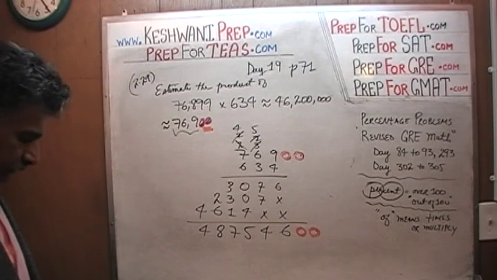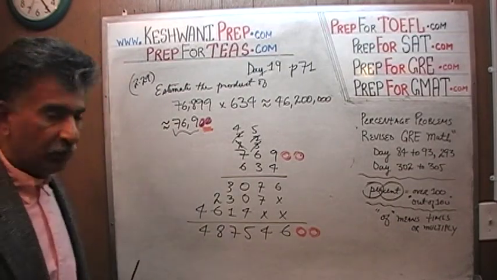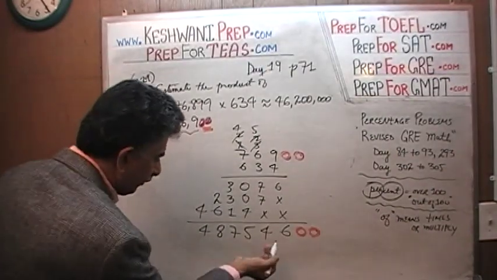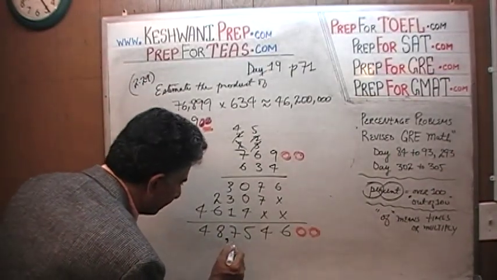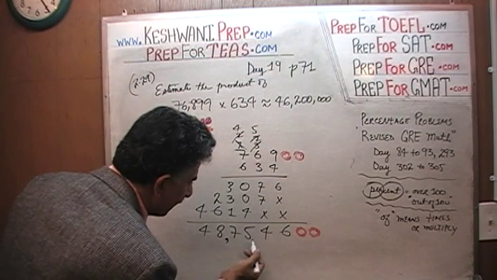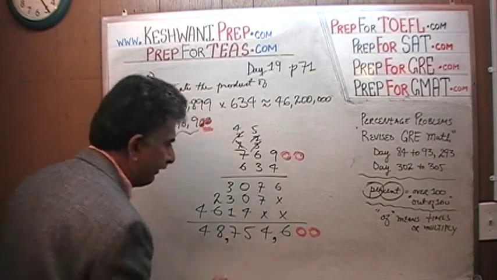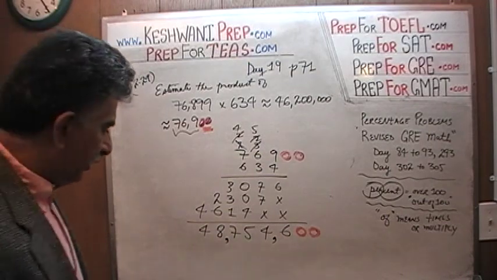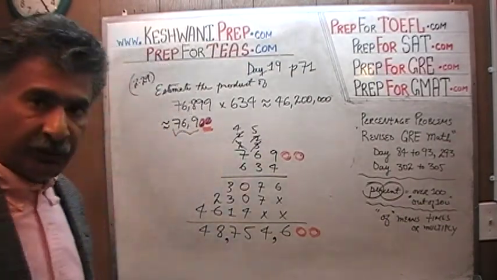That's our final answer. The reason I caught myself is that we already knew it was about 46 million, and without the 2 zeros I wasn't getting 46 million something. It's 48,754,600 is what we're getting. Now what does that number represent? Are you able to tell? Are you able to articulate what that number represents?